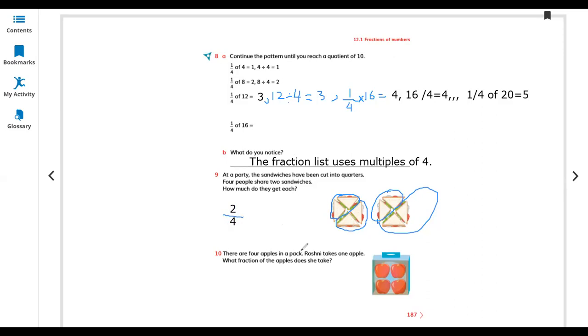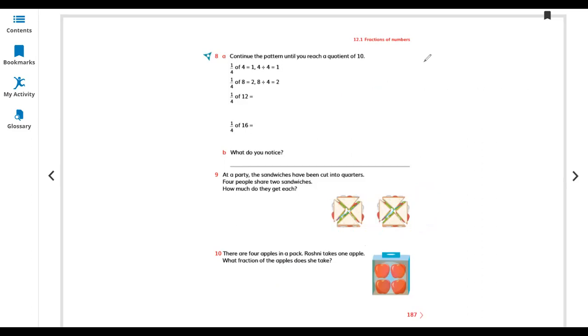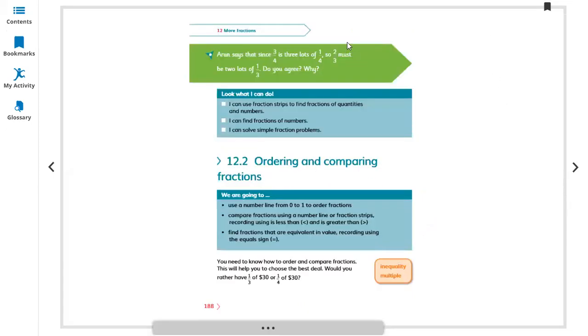Sorry, in a pack there are 4 apples. Roshni takes 1 apple. What fraction of the apples does she take? 1 by 4. Simple. Because out of 4 she took 1. So it's simple, 1 by 4. Like this, we finish lesson 12.1, 12.2 in the next video. Goodbye.